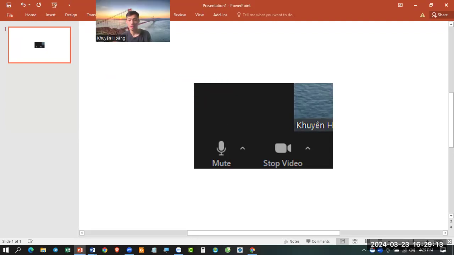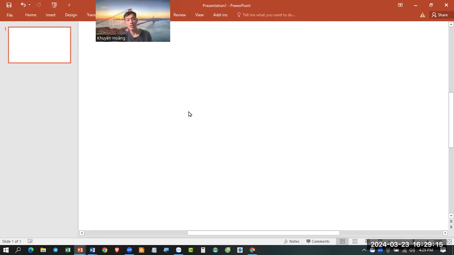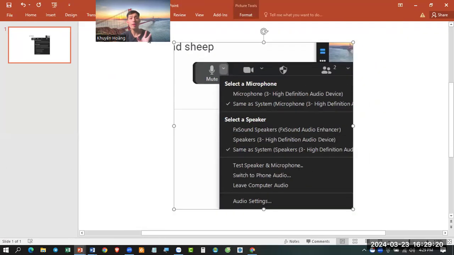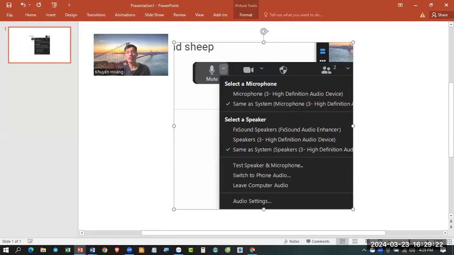Okay. There is another way. If they don't bother you, you shouldn't talk to them. But if they bother you, you should talk to them. But there is another solution for you here. You just click on the arrow next to the mute button here, and then you click on audio settings. After clicking on it, you can see this.